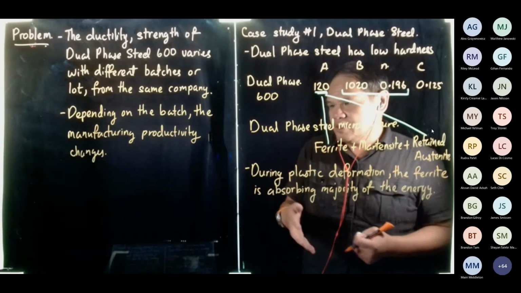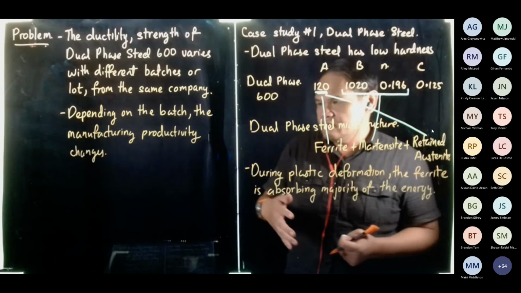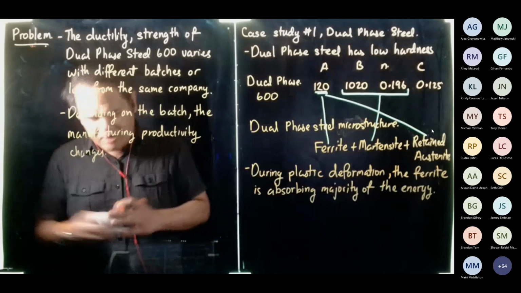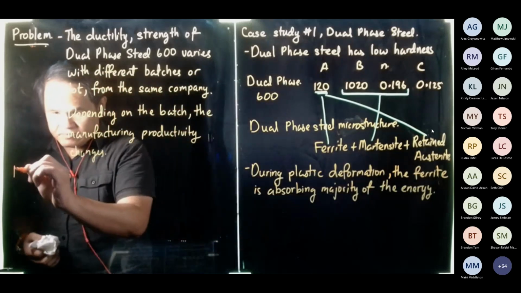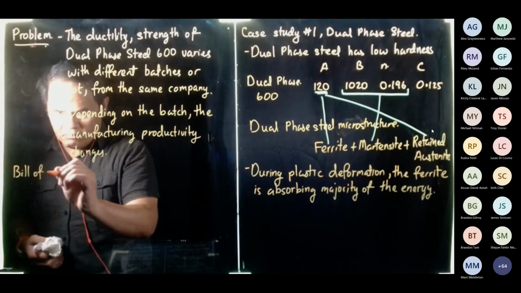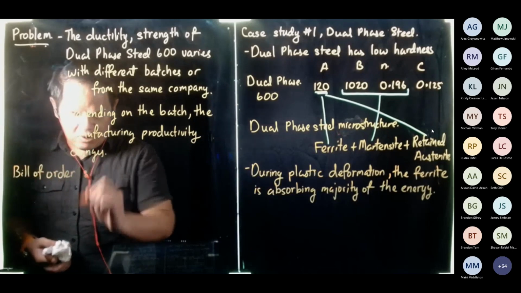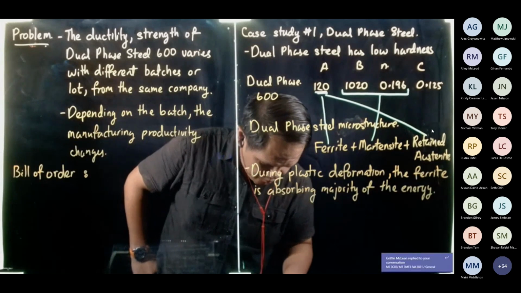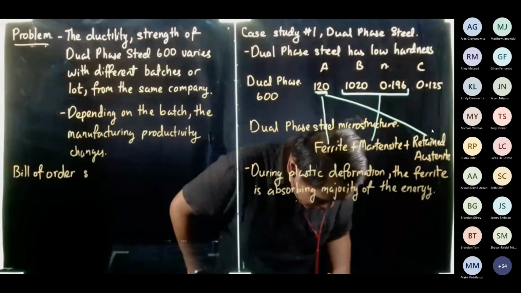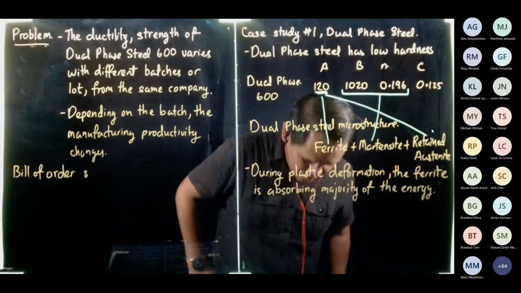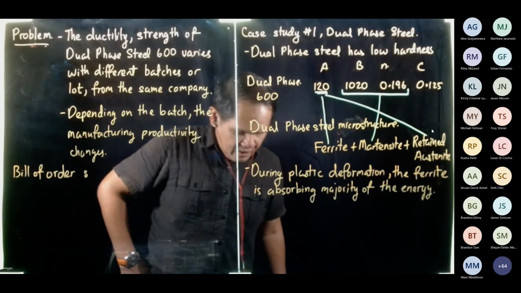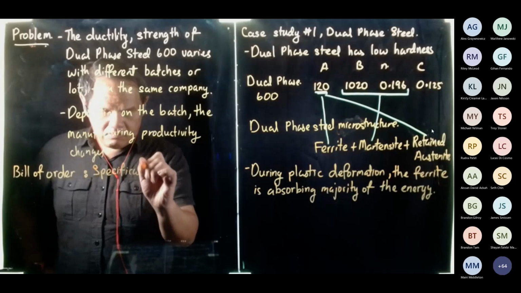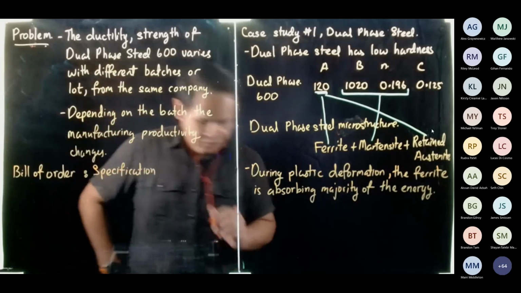Okay, so I'll write down how the Canadian company order the material from Mexico, and this is the bill of order. Okay. So the bill of order, so when you order something, you have to produce it. So the bill of order is you have, wait, I'm going to look at the chat. I have a lot of questions coming up. Oh, okay. So we have specification. Okay, specification for ordering material.